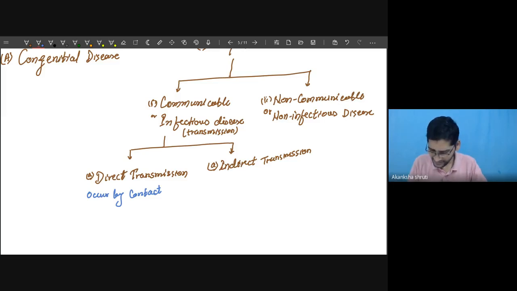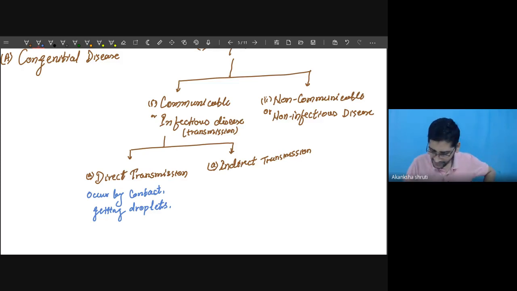Contact doesn't always mean touching, but coming closer to each other. Getting droplets from the mouth, the air coming from the mouth, or from sneezing or coughing. So getting droplets from infected persons, or these droplets may fall on some other substance like the hanky used by that patient, and if you use the same hanky, that may also lead to this kind of transmission.